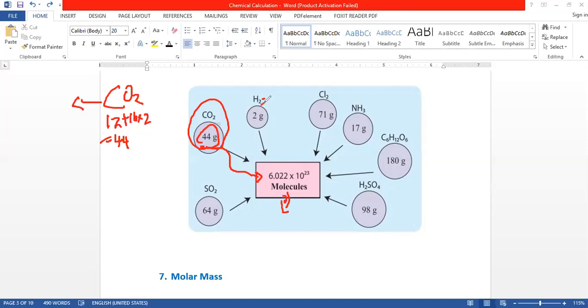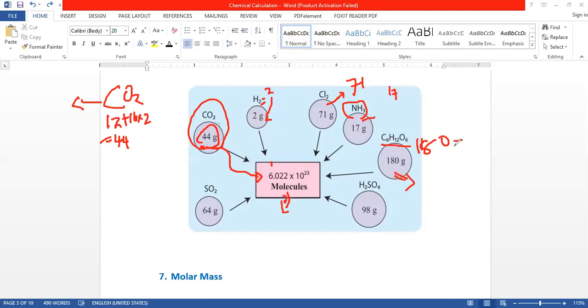The relative molecular mass of H2 is 2. If you take 2 gram, Avogadro constant. Relative molecular mass of Cl2, 35 times 2, 71. If you take 71 gram, Avogadro constant. The relative molecular mass of ammonia, 17. If you take 17 gram, Avogadro constant. The relative molecular mass of glucose, C6H12O6, 180. If you take 180 gram, Avogadro constant.